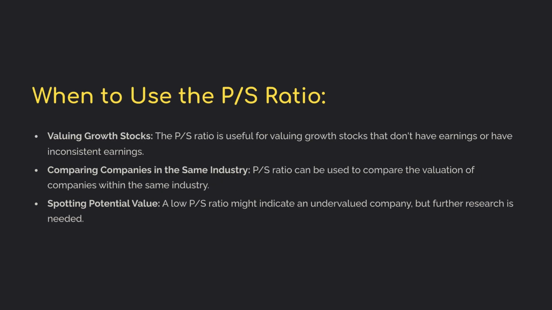When to use the PS ratio: valuing growth stocks. The PS ratio is useful for valuing growth stocks that don't have earnings or have inconsistent earnings. Comparing companies in the same industry: the PS ratio can be used to compare the valuation of companies within the same industry. Spotting potential value: a low PS ratio might indicate an undervalued company, but further research is needed.